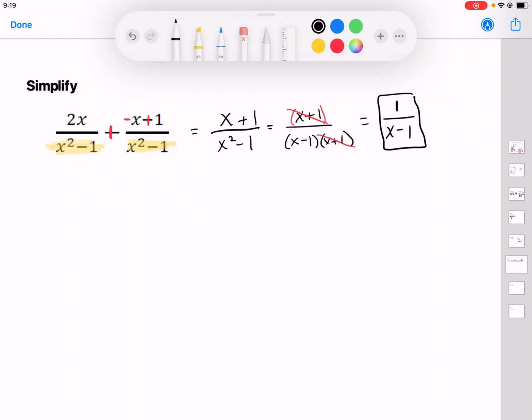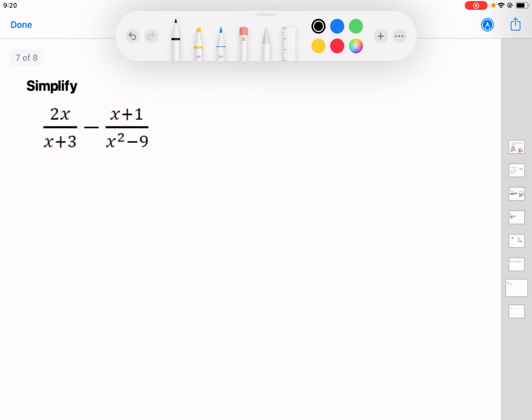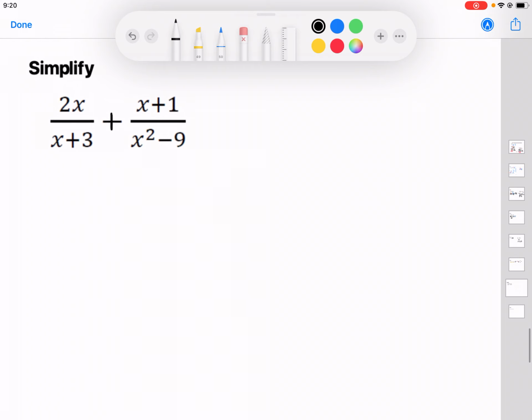Let's see another one. So I'll switch this one to addition. It's not going to make a big difference. So for this problem, the denominators are not the same. So what we're going to do is find the least common denominator. And the easiest way to do that is to actually factor each denominator. So, and notice I'm only going to factor denominators. So we're going to factor these.